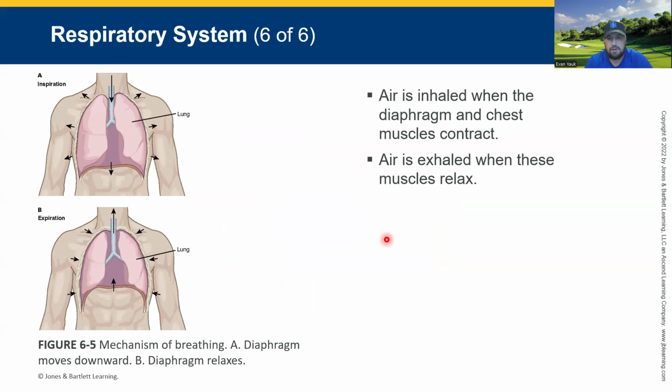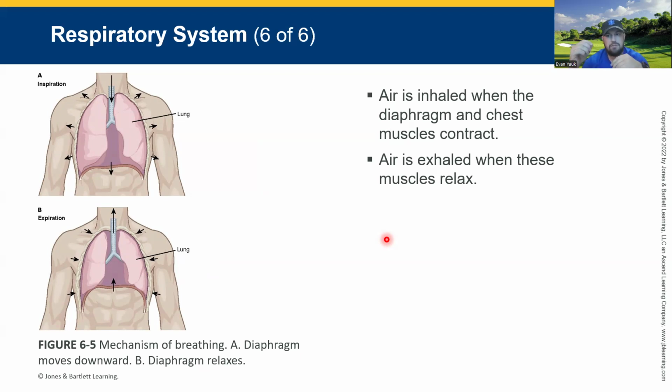Real quick, a little bit here. Air is inhaled when the diaphragm and chest muscles contract. Air is exhaled when the muscles relax. Don't read your chapter because this is just how I understand it. When our diaphragm drops, it helps air come in. It's creating a pressure that helps pull air in. When we breathe out, our diaphragm lifts and air comes out.